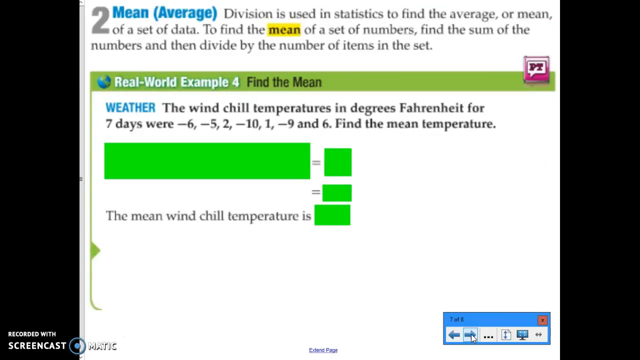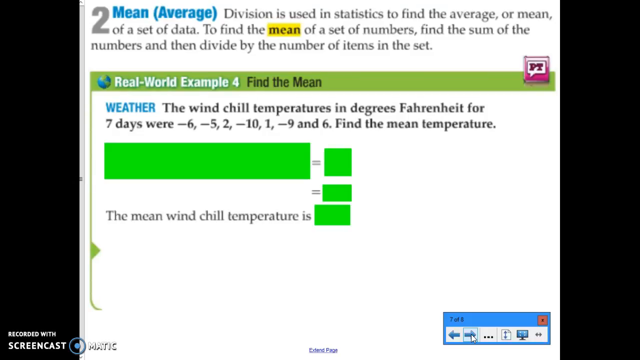So now we're going to talk a little bit about the mean, which is also called the average. Division is used in statistics to find the average or mean of a set of data. To find the mean of a set of numbers, find the sum of the numbers and then divide by the number of items in that set.